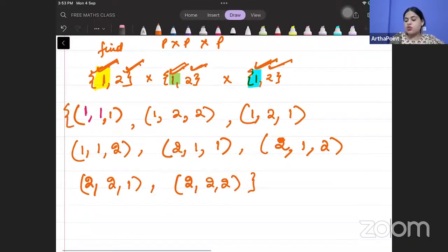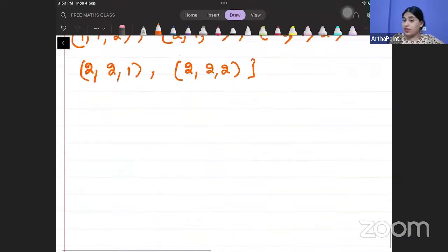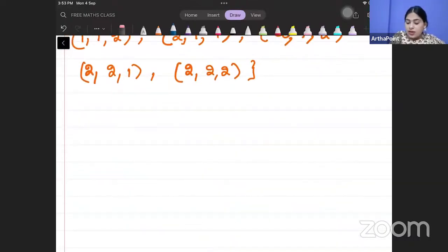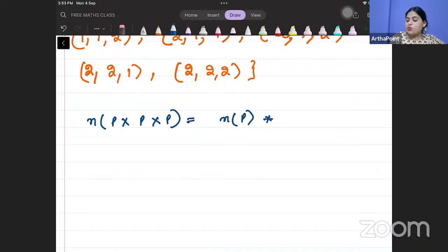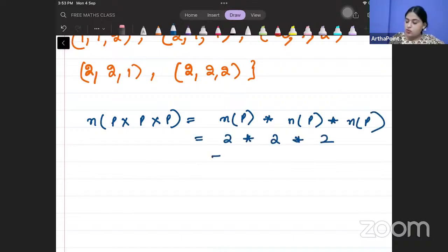How many elements should there be? We have already done the formula. So the number of elements in P cross P cross P will be number of elements in P into number of elements in P into number of elements in P. So this is 2 into 2 into 2, which means 8. So there will be 8 elements in your P cross P cross P.